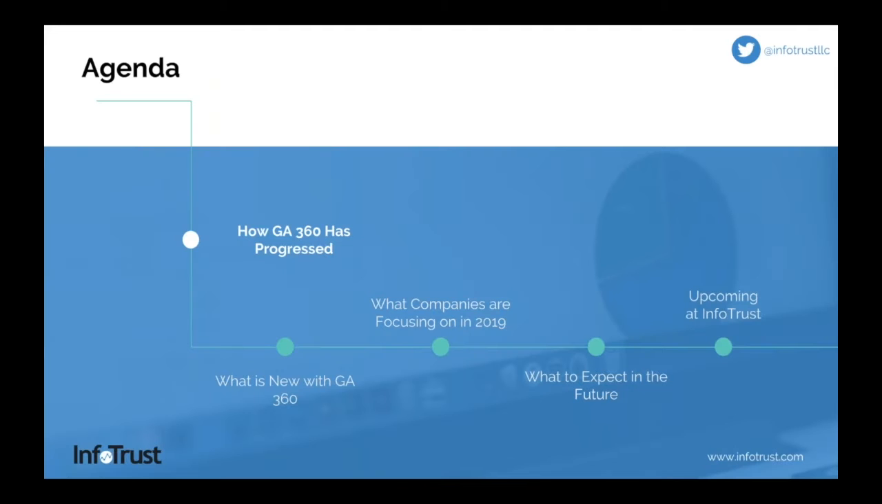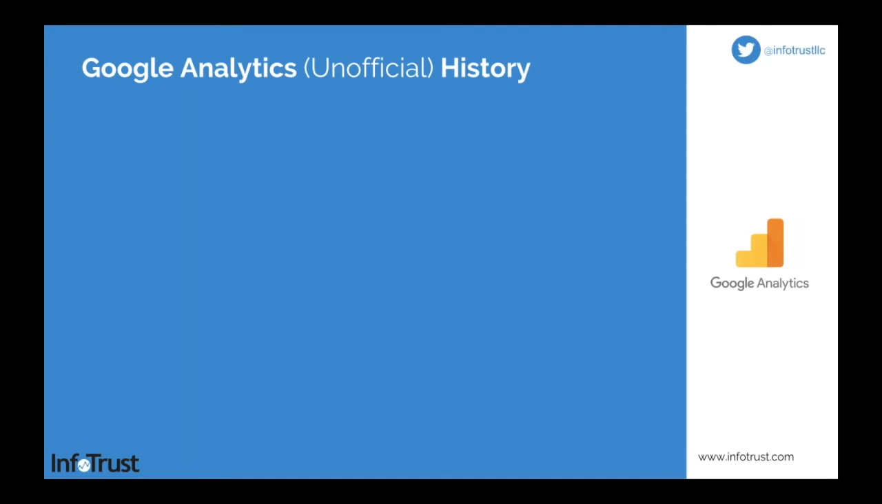All right, so what we're going to talk about today is how Google Analytics has progressed over the years. We'll talk about what's new with GA360, probably in the last year or so, what companies are actually focusing on in 2019 and how that relates to Google Analytics 360. And then I'll talk about what to expect in the future for the product. We also have some exciting stuff coming from InfoTrust over the next couple of months. So I also have a few slides on that, which we're hoping we get you all excited about and signed up for. So without further ado, let's talk about Google Analytics' unofficial history real quick.